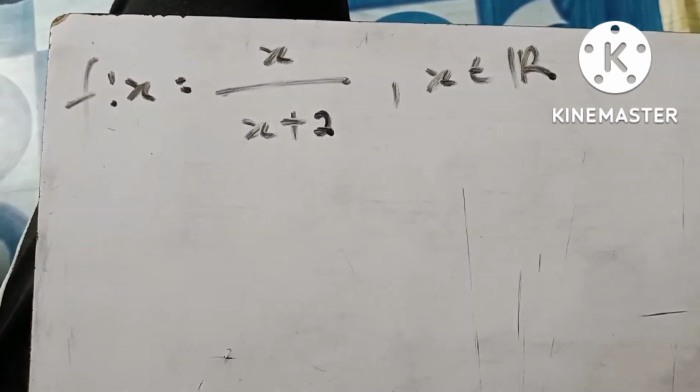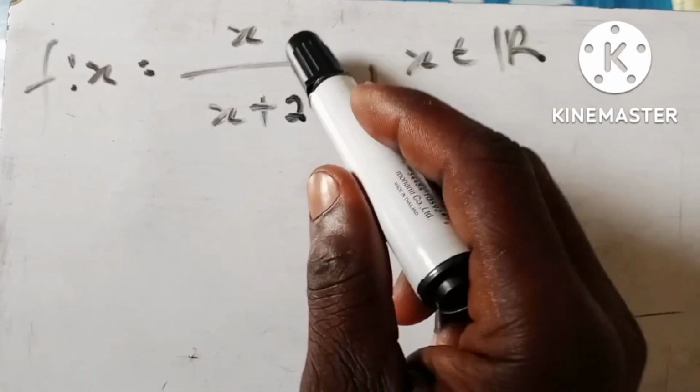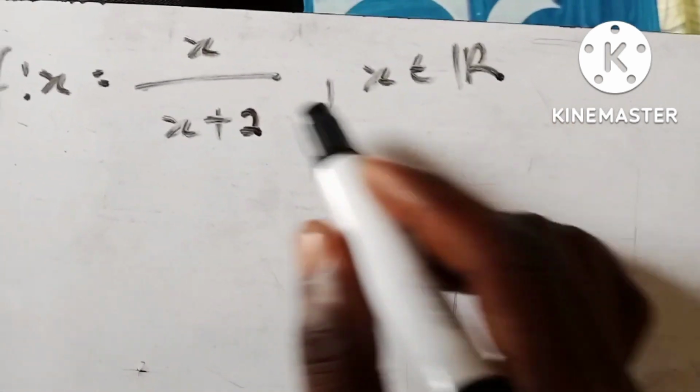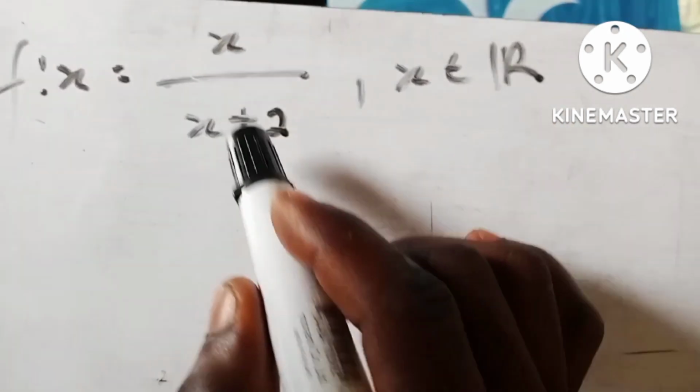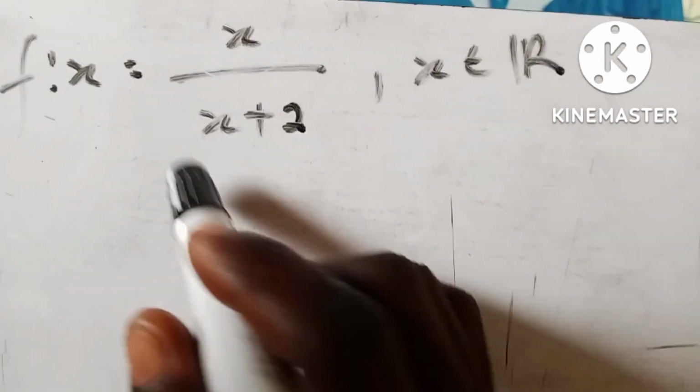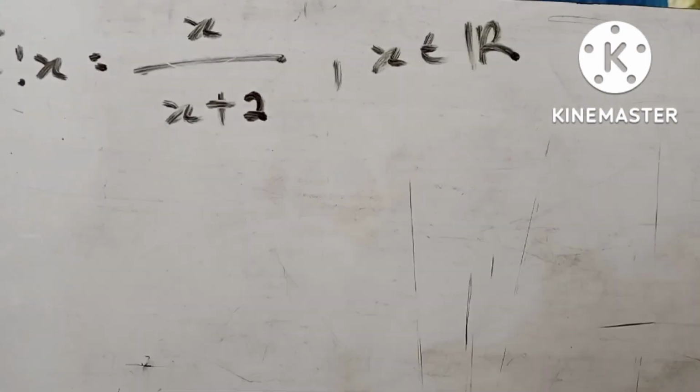So in this video, we are given this function f(x) = x over x plus y, where our x is coming from R. So all the x that we are going to use here must come from this R, right? You want to show that this function is one-to-one, right? That is the key here.